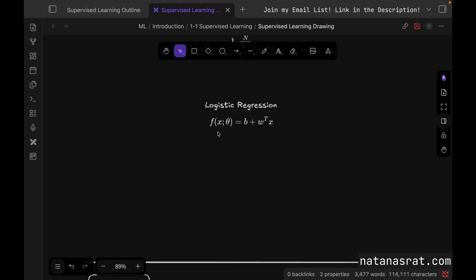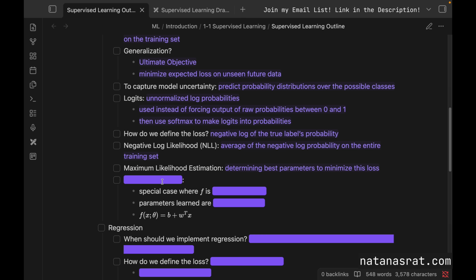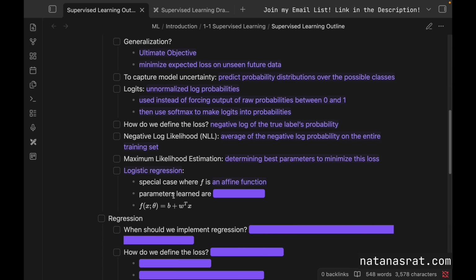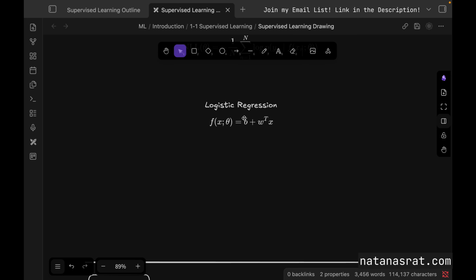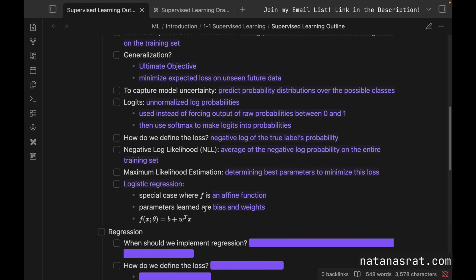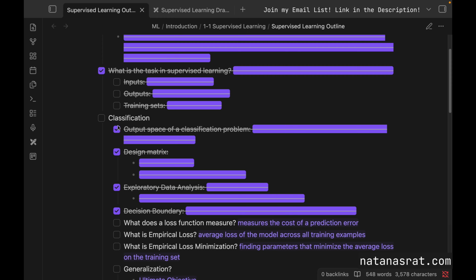When we come to logistic regression, this is a special case where the function that is learned by our machine learning model is basically an affine function. In mathematics, we call an affine function one where we have a linear transformation and then a bias term added, and the parameters that are learned by our model are bias and weights. Here we are learning the bias and the weights. This is a basic formula. Keep in mind that this is a very basic form of a classification model.